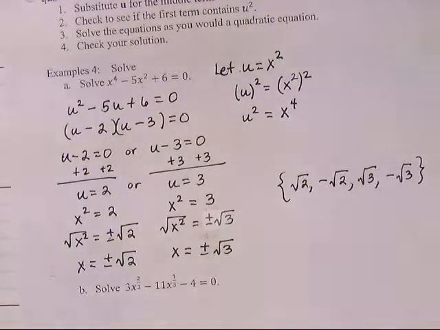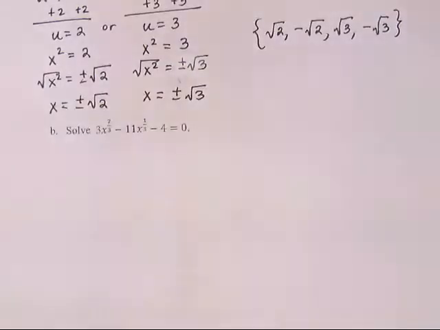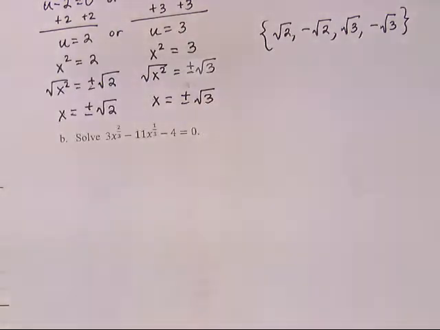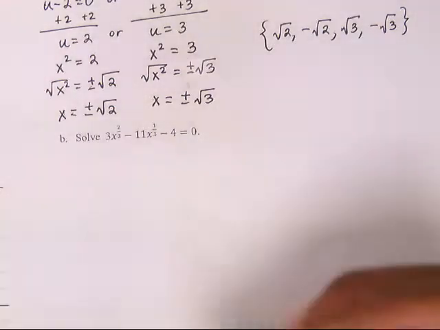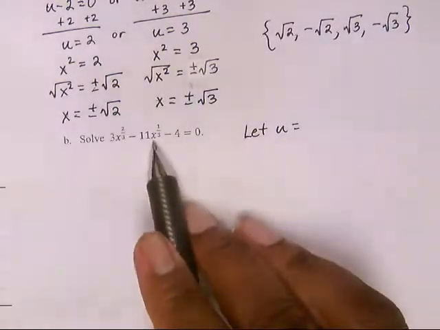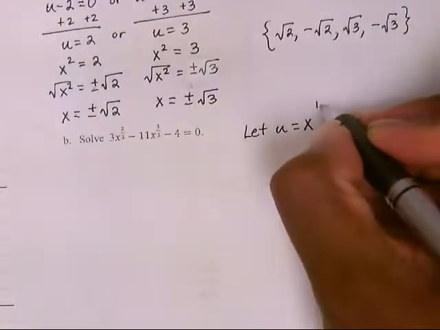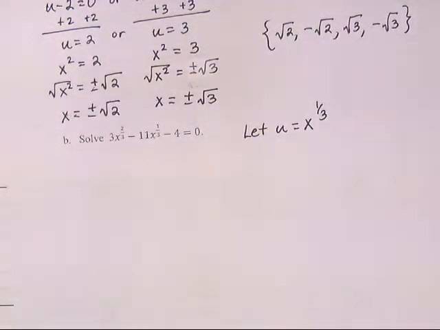Now part B has rational exponents in it. Here we got 3x to the 2/3 minus 11x to the 1/3 minus 4 equal 0. But we can write this as a quadratic. And to do that, we're going to let u equal to this middle term right here, x to the 1/3. Well, at least the variable of the middle term, x to the 1/3.